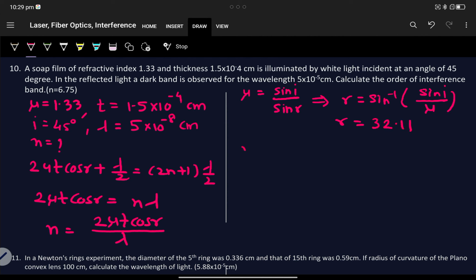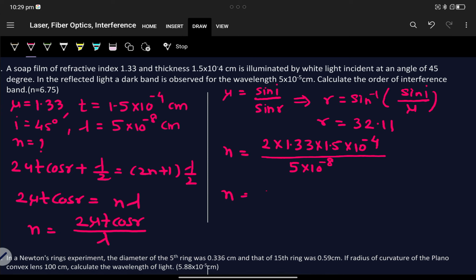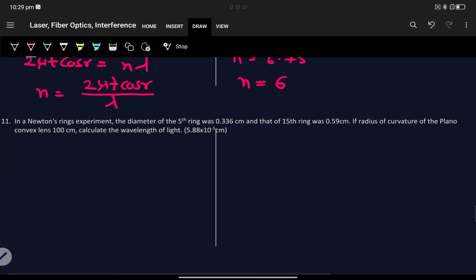Now all these details when we substitute, we'll get n equals 2 multiplied by 1.33, thickness is given 1.5 into 10 to minus 4, divided by wavelength, which is given 5 into 10 to minus 8 centimeter. So the n comes out to be 6.75, which means the maximum order is up to 6. Let's move towards the next question.